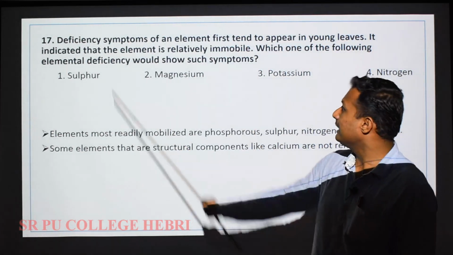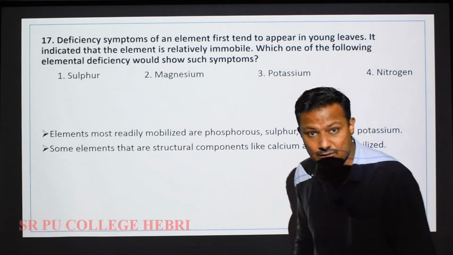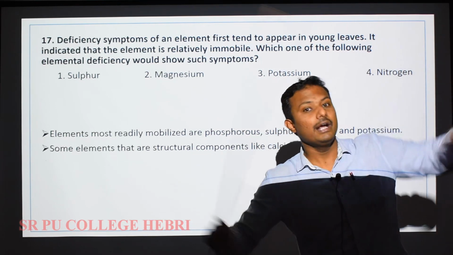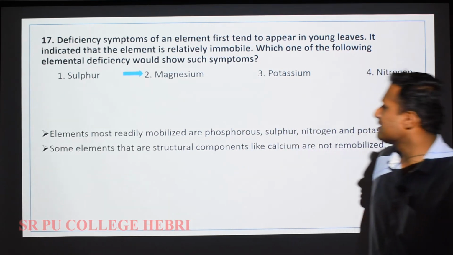The answer is what? So if you see, they asked deficiency symptoms of an element first tend to appear in the young leaves. That means it did not go to the young leaf, it remains in the older leaves. That means it is not easily remobilized. The answer is what? Magnesium.